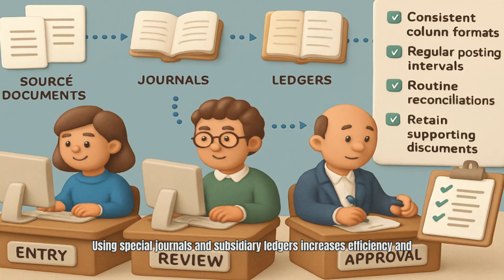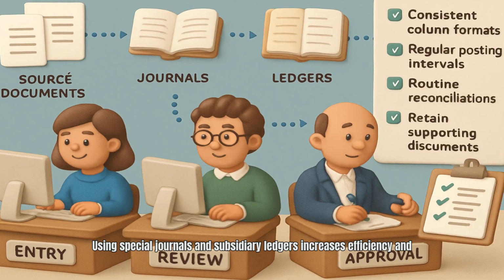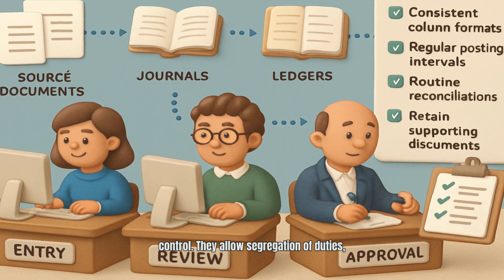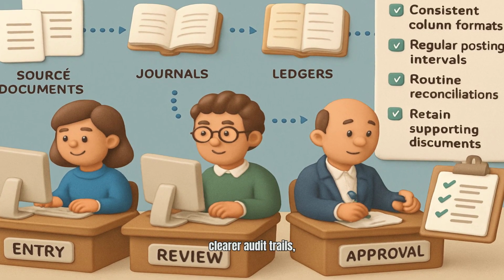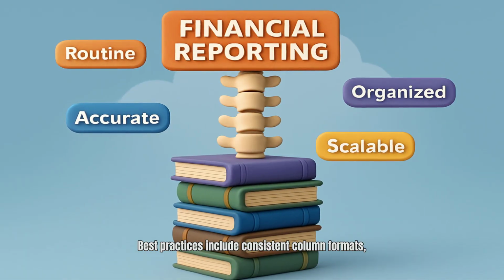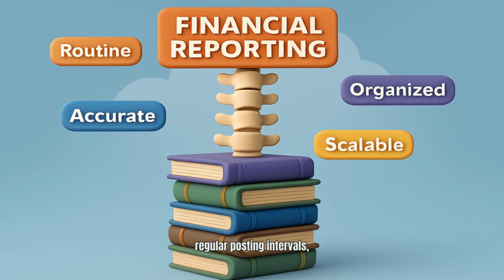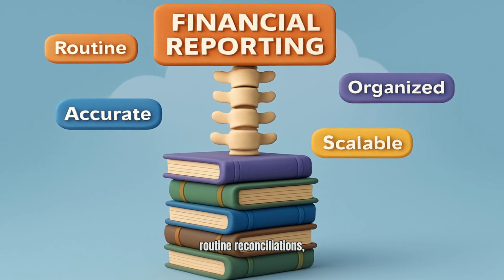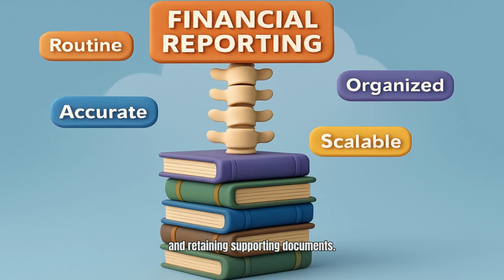Using special journals and subsidiary ledgers increases efficiency and internal control. They allow segregation of duties, clearer audit trails, and faster reconciliations. Best practices include consistent column formats, regular posting intervals, routine reconciliations, and retaining supporting documents.